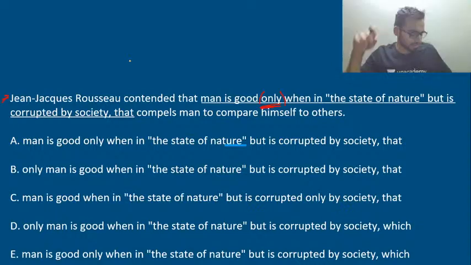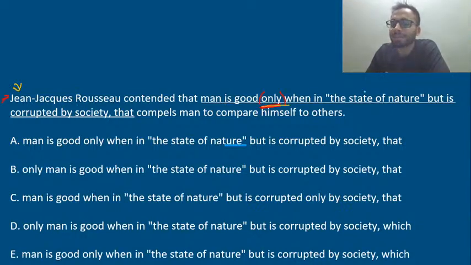Okay, Anushka says option E. Let's look at whether she's gotten it right. So, what is this sentence trying to tell us? Jean-Jacques Rousseau contended that man is good only when in the state of nature but is corrupted by society that compels man to compare himself to others, right?